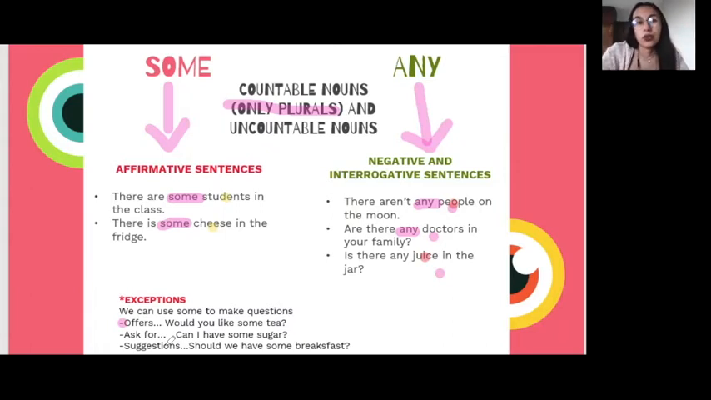Okay, so now we are going to move into two different quantifiers. Now we have much and many.